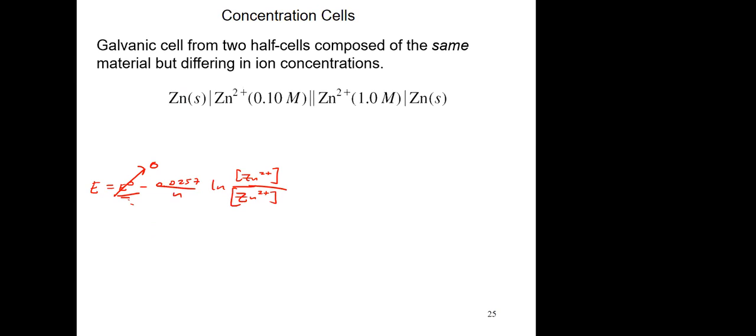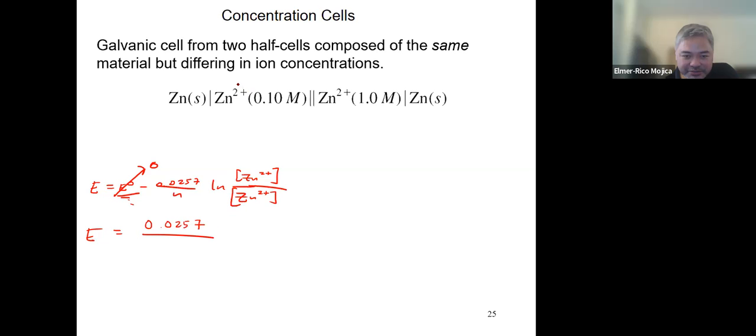Yes. Okay. Now what is n? So there's a 2+ here, 2+ here going to 0. So you could say n is equal to 2. Now the question is, if you're given that cell, what we call battery cell notation.